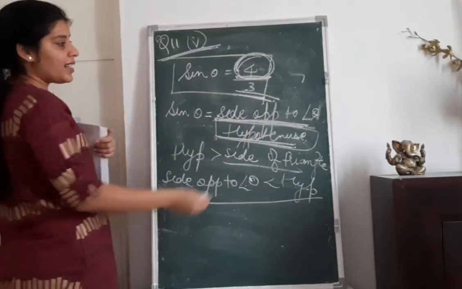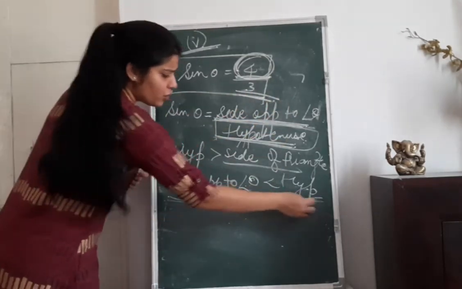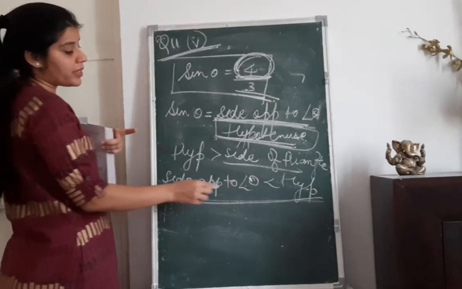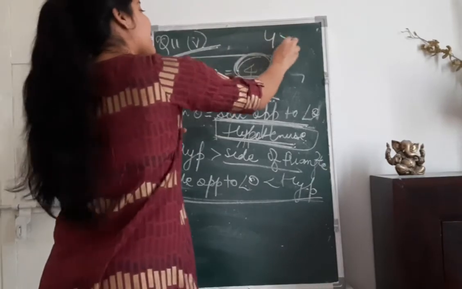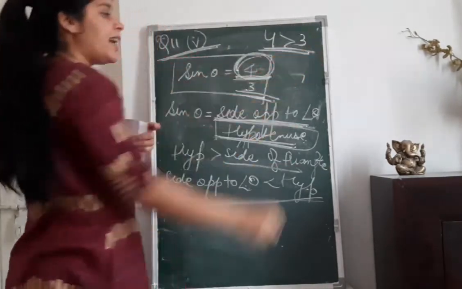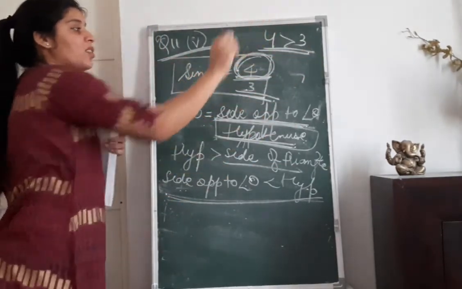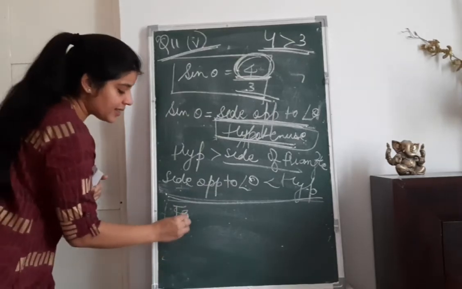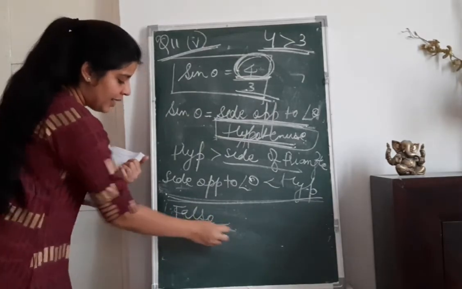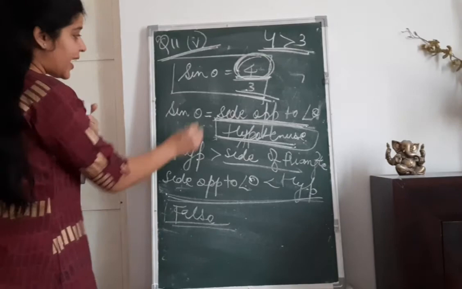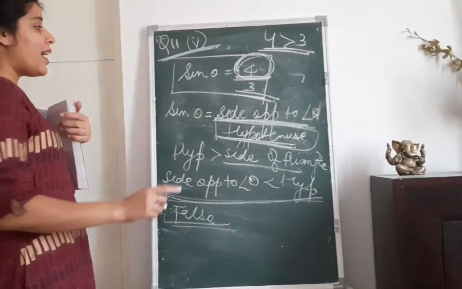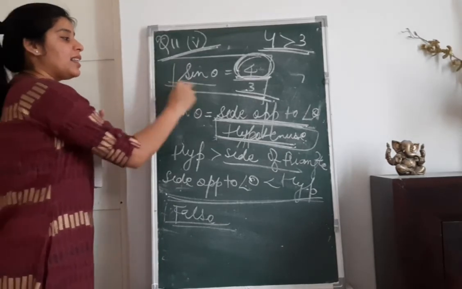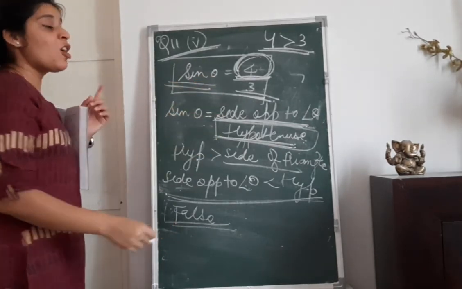No. Clearly it is not following this rule where side opposite to angle theta is going to be less than hypotenuse. Because 4 is greater than 3, right? 4 is greater than 3. Therefore, this is not possible, and sin theta equal to 4 by 3 is not possible for any angle theta. Therefore, this statement is false.